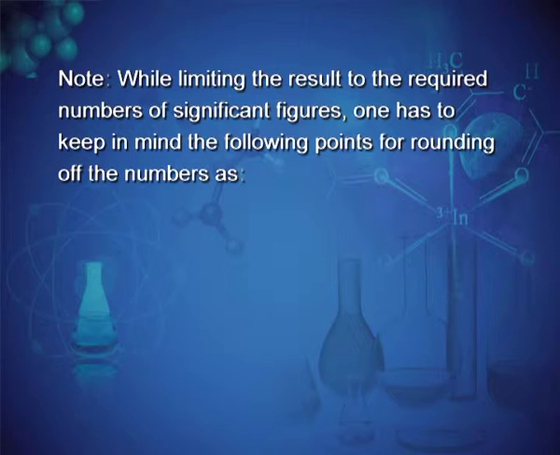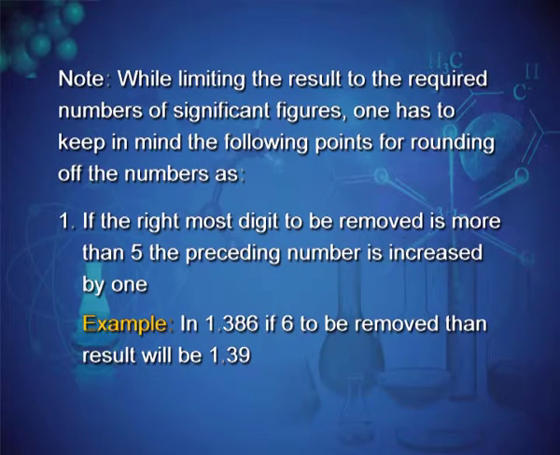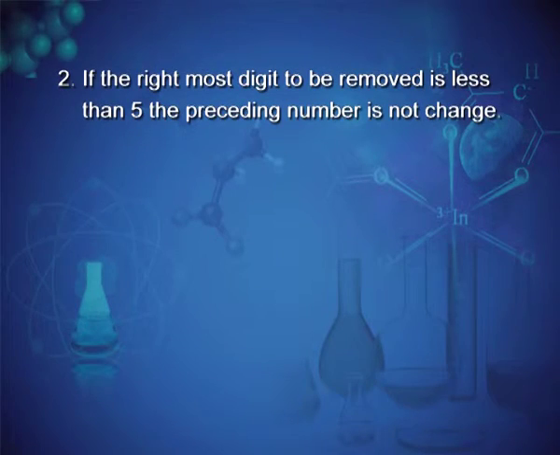Now one point to be noted here: while limiting the result to the required number of significant figures, one has to keep in mind the following points for rounding off the numbers. First, if the rightmost digit to be removed is more than 5, the preceding number is increased by 1. Example, in 1.386, if 6 is to be removed, then the result will be 1.39.